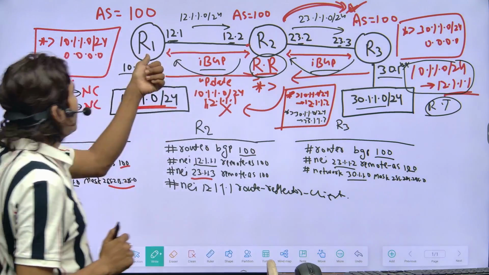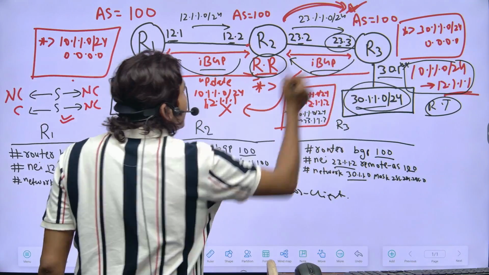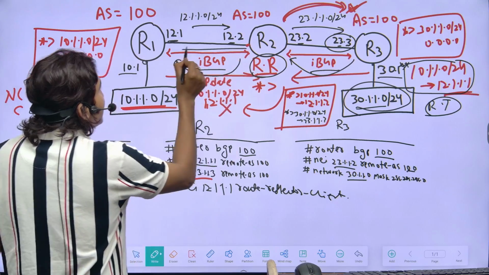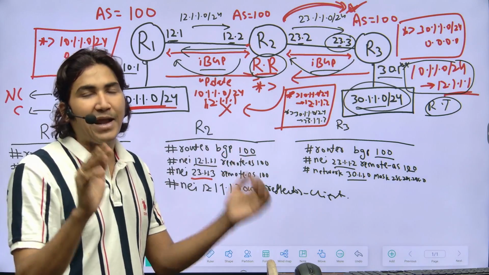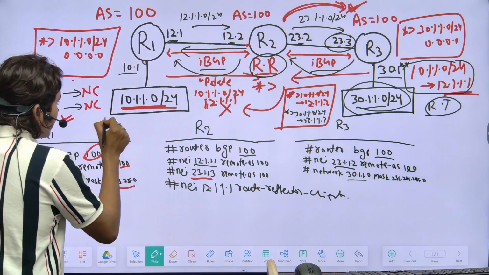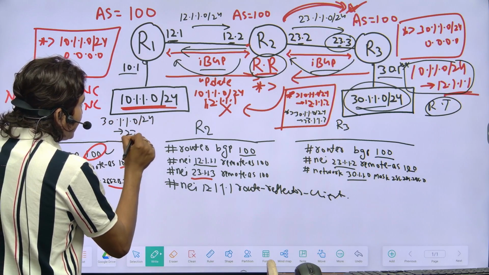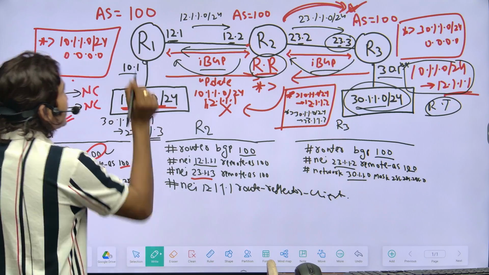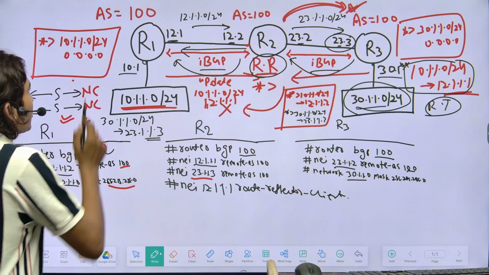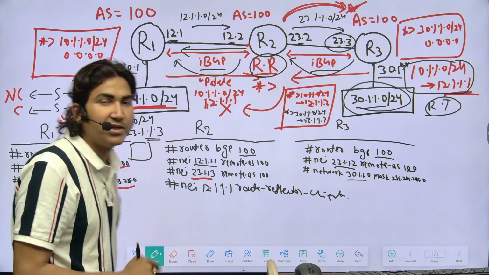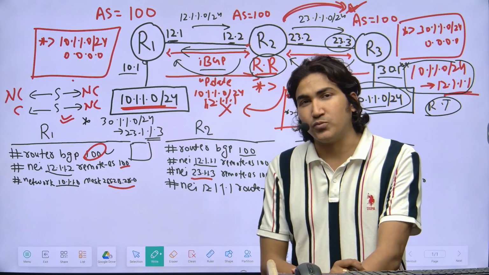In the same way, R3 will advertise the 30 subnet to R2 and the next hop IP address is going to be 23.3. R2 will advertise it to R1 after configuring route reflector, but it will not modify the next hop address. So R1 is going to receive 30.1.1.0/24 with next hop 23.1.1.3, which is again not reachable. Because of that, this prefix is only valid, not best. So router 1 is not going to install it in the routing table. That's why communication will not happen. Still we have an issue, right?